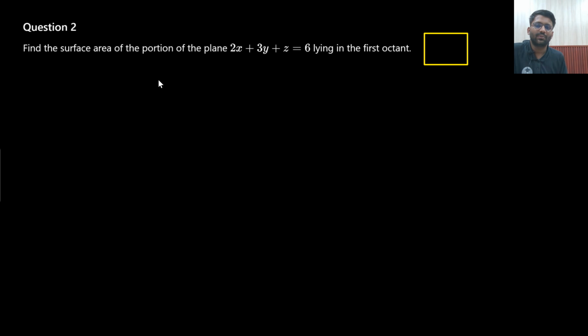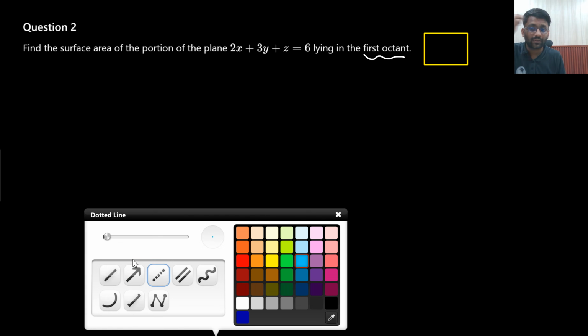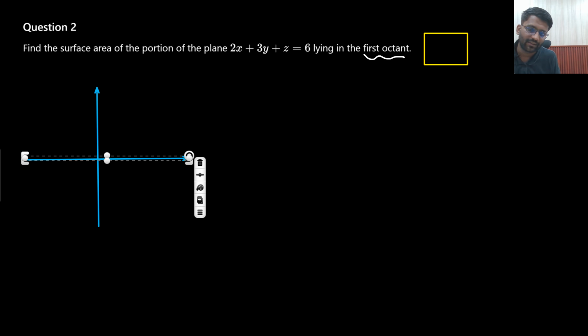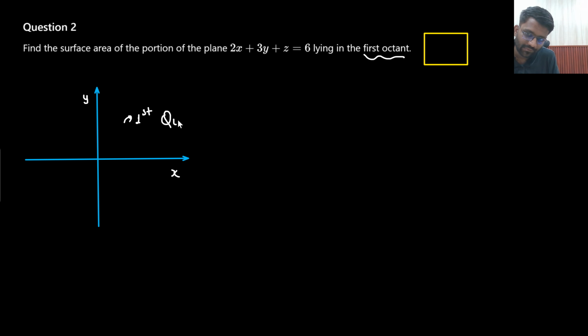Okay, let's go to this one. First of all, we will solve this problem, and then we will talk about how this will look like and what is the meaning of first octant. First, let's talk about what is the meaning of first quadrant, second quadrant, third quadrant. When there are only two axes, x and y, this is x, this is y. So this is your first quadrant.